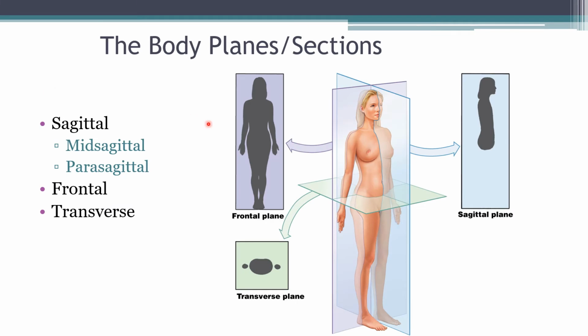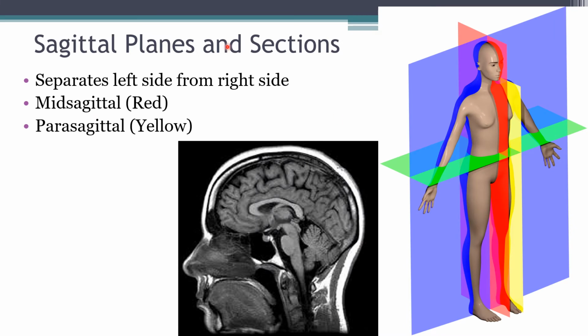So, like I said, there are three major body planes in section: the sagittal plane in section, the frontal plane in section, and the transverse plane in section, which you can see depicted here. Sagittal is going to be the blue one, frontal is going to be the purple one, and transverse is going to be the green one. Okay? So, let's talk about these individually. Let's talk about the sagittal plane and section first.